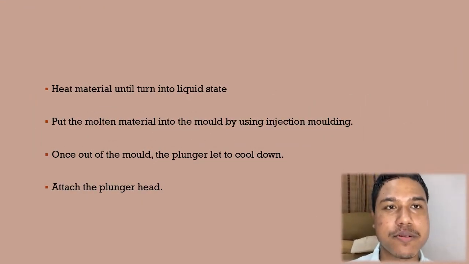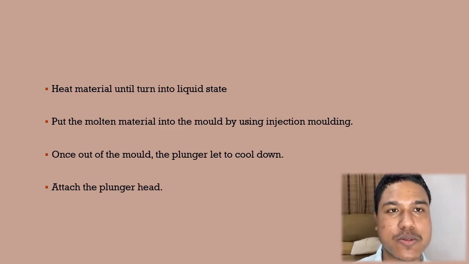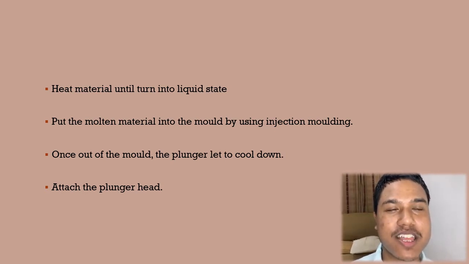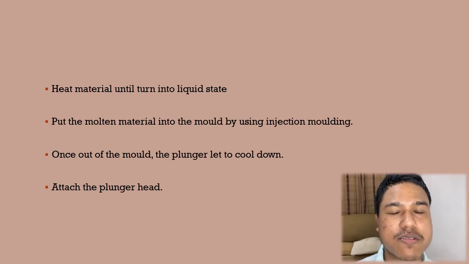Now we will present the production process, the procedure of making a syringe plunger. First, the material, which is polypropylene, will be heated into a liquid state. Next, once the material is heated, it will go into the mold by using injection molding. Then, once the plunger is out of the mold, it will be left to cool down. Finally, the plunger head will be attached to the plunger.